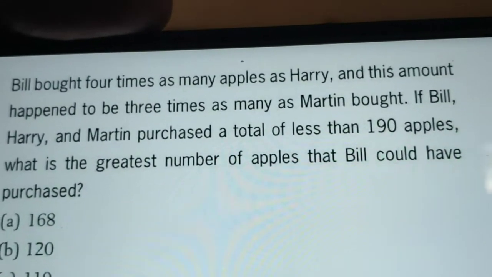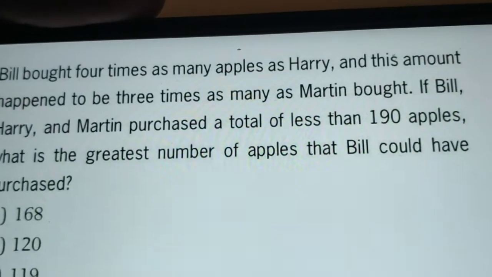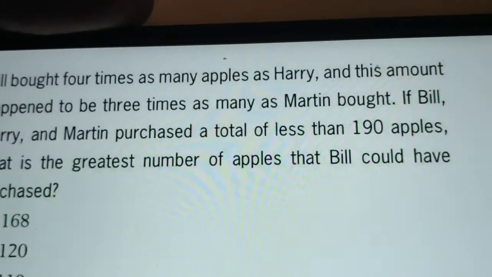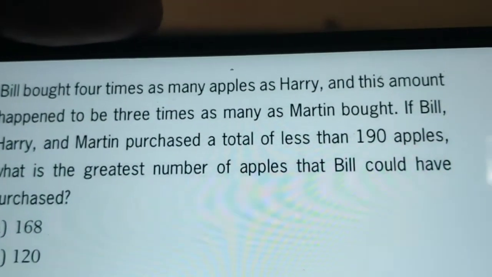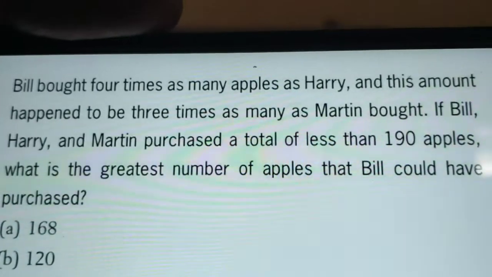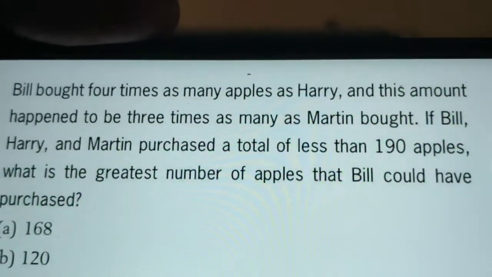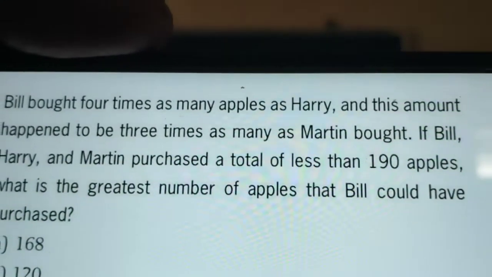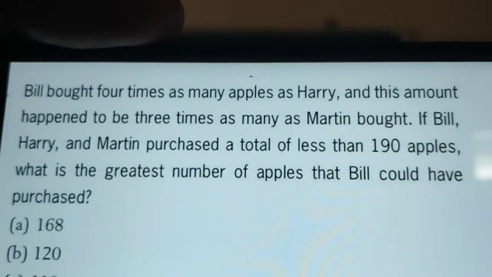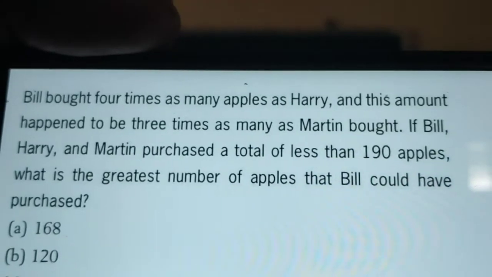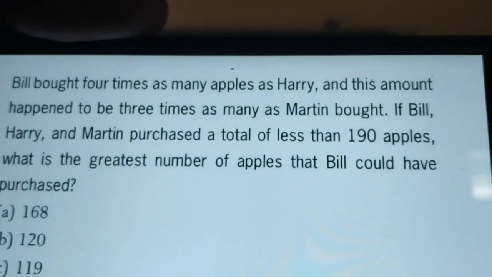See in this question, three friends are given: Bill, Harry and Martin. For content, I'll use the names Balu, Hari, and Marti like that. Okay, names may be whatever. You observe the question, analyze the question. Okay, what was given here, what was asked there, and how to solve. That method I will explain easily.